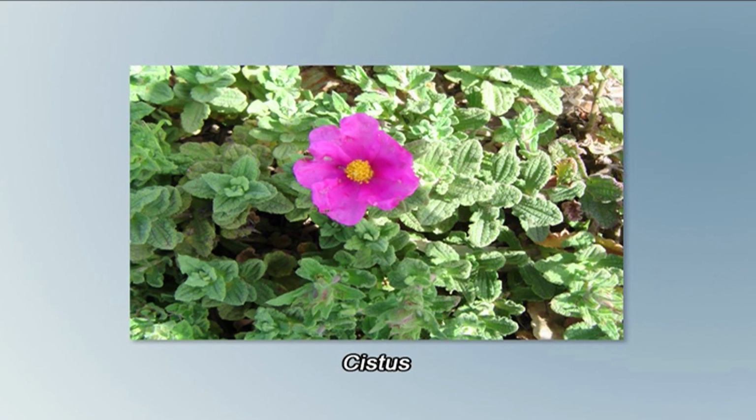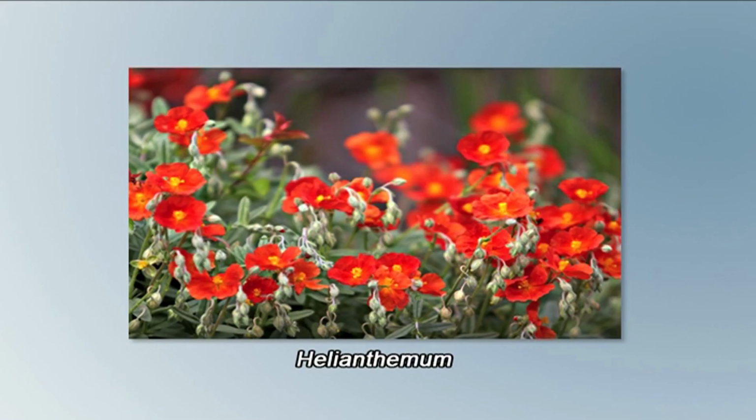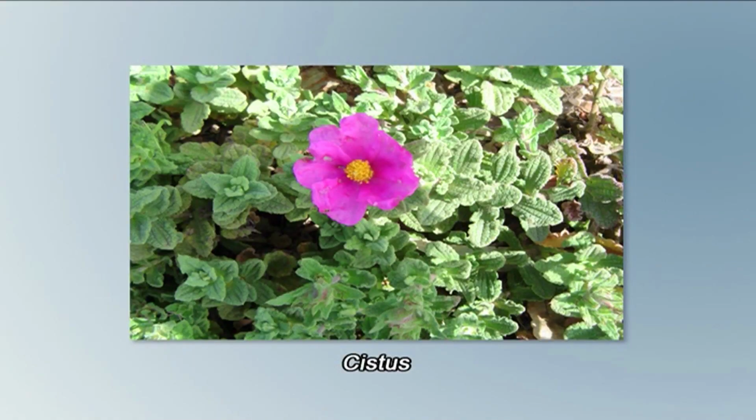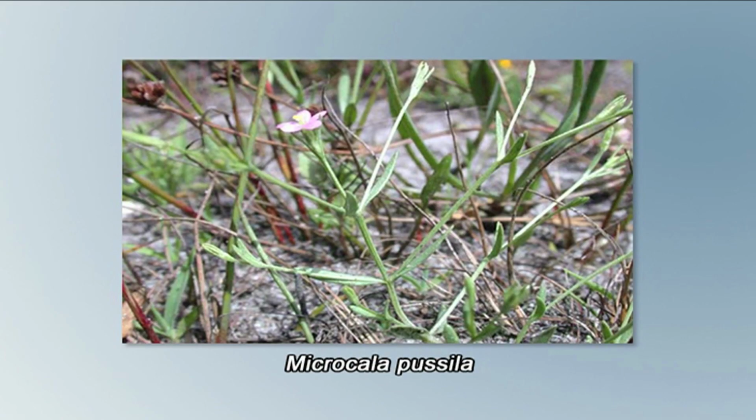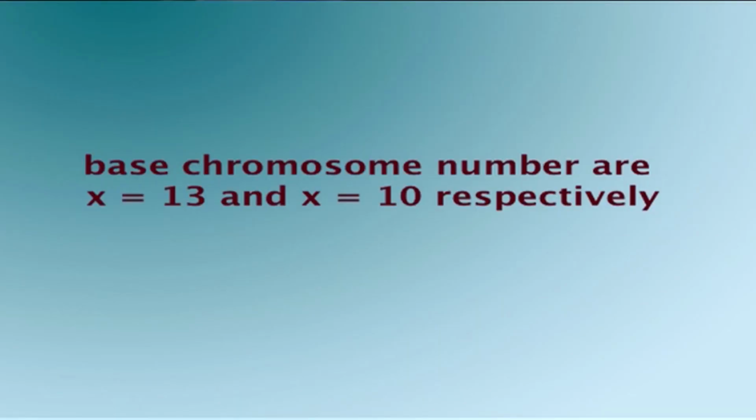The genus Cistus of Cistaceae was earlier included in Helianthemum. The former has base number 8 and the latter 9. This supports the recognition of Cistus as a separate genus. The 2 species Cicendia filiformis and Microcala pusilla of the family Gentianaceae were previously included in the same genus Cicendia. Their base chromosome numbers are x=13 and x=10 respectively, and this supports their separation into 2 distinct genera.